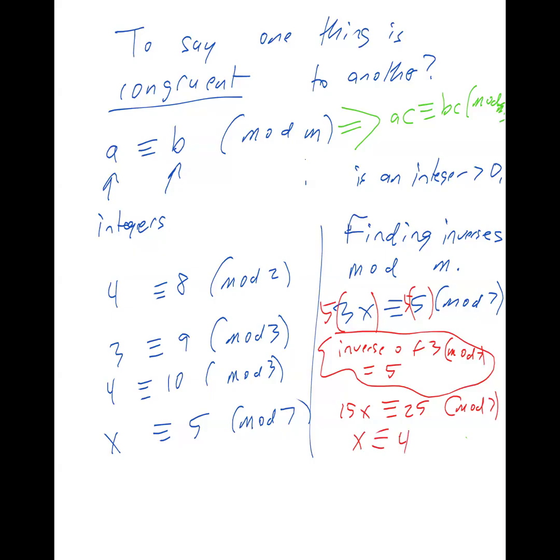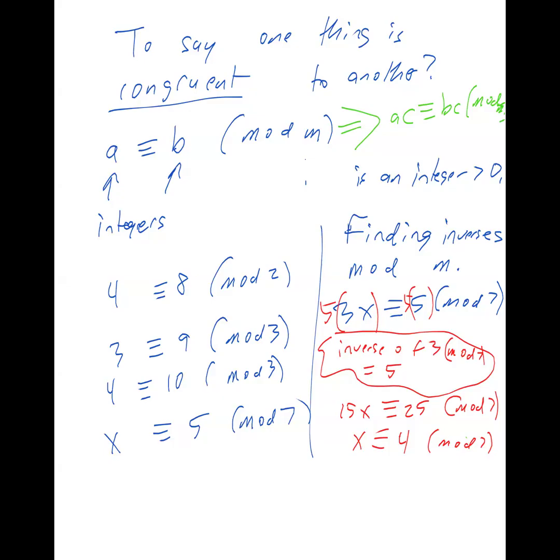So the solution is x equals 4. Or it's not really an equality, actually, it's a congruency. x is congruent to 4 mod 7. So x could just be 4, but it also could be 4 plus 7, which is 11, or it also could be 11 plus 7, which is 18.